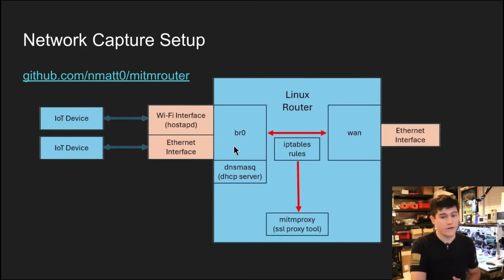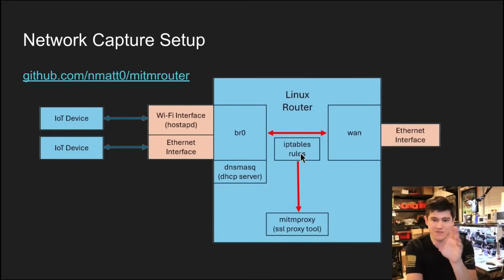And then on that interface, we are going to run dnsmasq. Now, dnsmasq can do a couple different things. Obviously, as the name probably implies, it can host a DNS server, but we're actually not using it for that. We're using it as a DHCP server. So on the LAN side of our test network here, on this br0 interface, we will hand out IP addresses within a certain subnet range, and that will act as the local network for our IoT devices to live on.